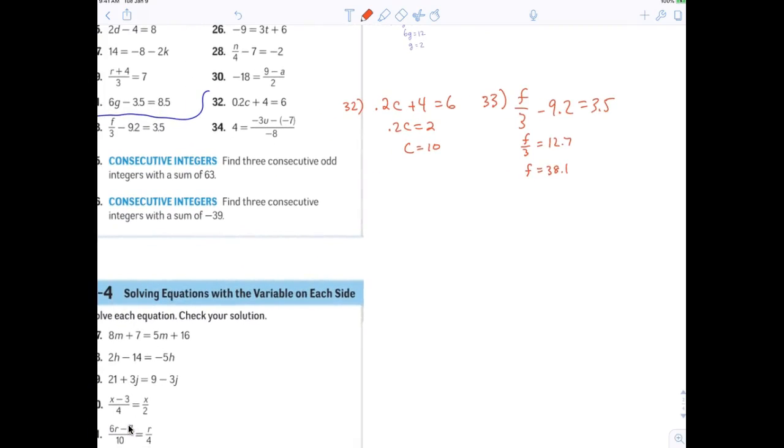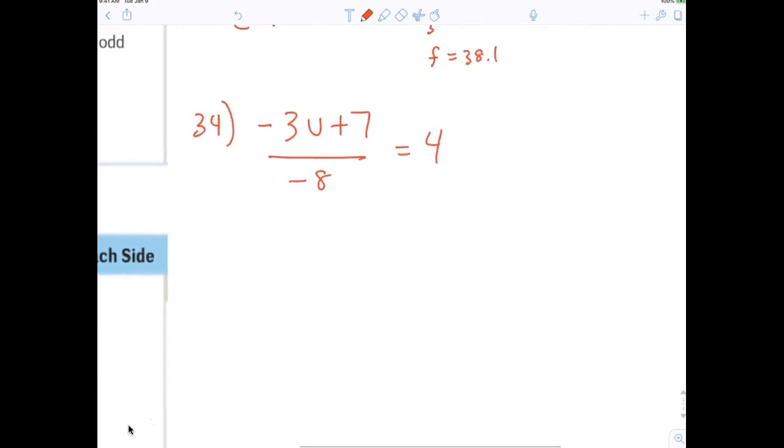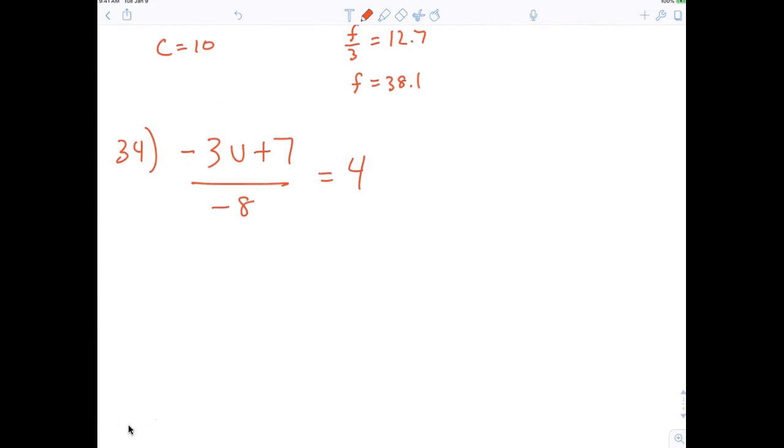Let's check out 34 now. Now notice I'm going to write it like this. Negative 3u plus 7 divided by negative 8 equals 4. I just think that's the better way to write. We don't write double negatives anymore. Do I agree?